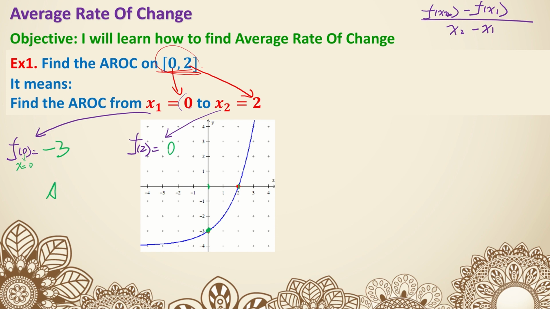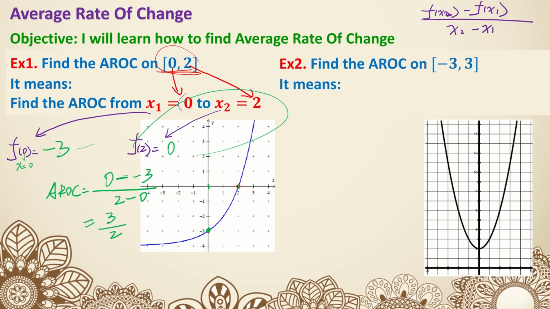Now we can calculate the AROC. f of x2, which is f of 2, is 0. Subtracting, so it's basically the second pair subtracting the first pair. So it's 0 minus -3 on the top, and the bottom is 2 minus 0. So the top becomes 0 plus 3, which is just 3, and the bottom is just 2. So AROC is 3/2. You can pause here and try it with example 2.